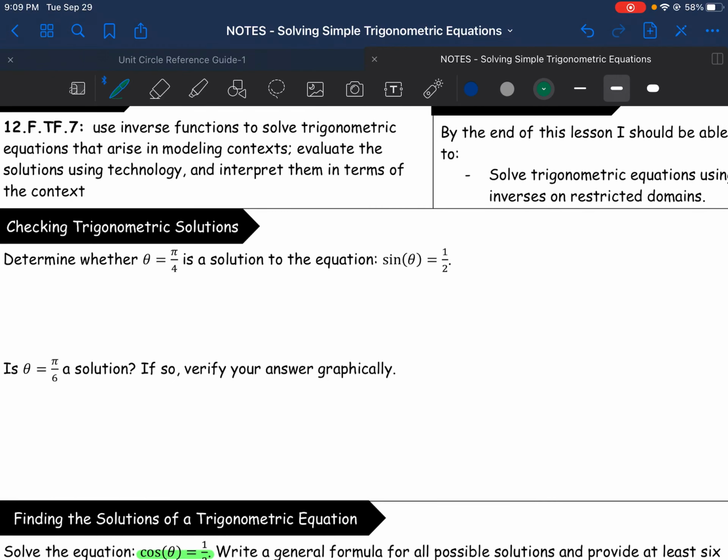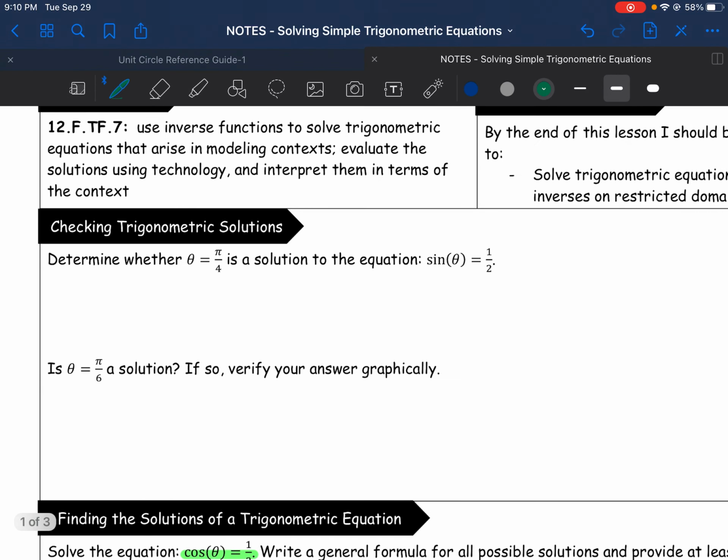Let's begin with the example where we determine whether the angle theta equals pi over 4 is the solution to the equation sine of theta equals 1/2. So in order to check, we would simply plug in pi over 4 for theta. So we would say sine of pi over 4 equals, and we're going to use our unit circle to figure out what the sine of pi over 4 is.